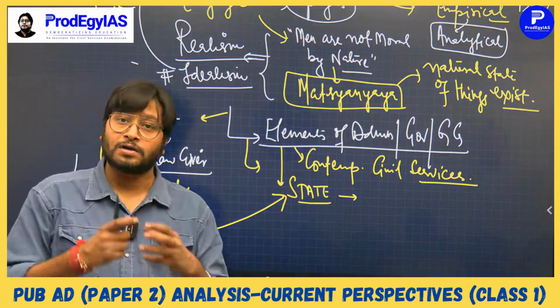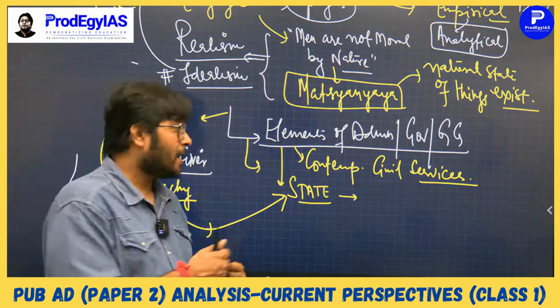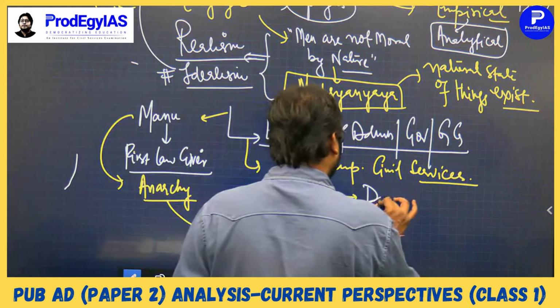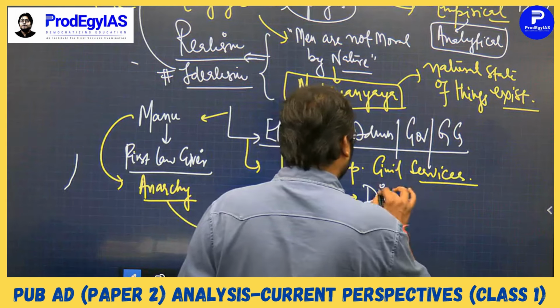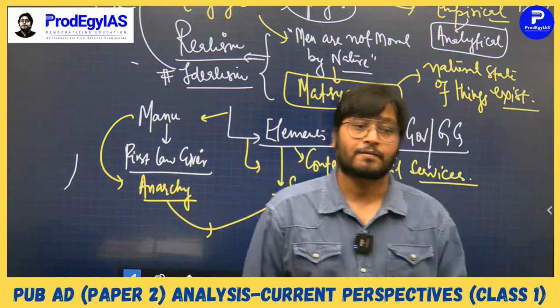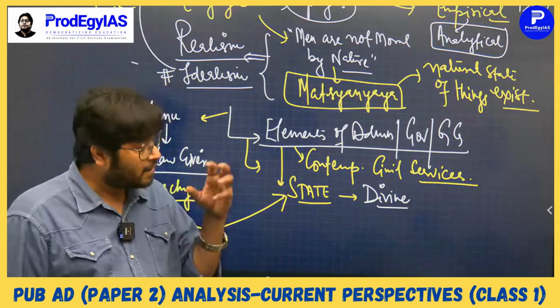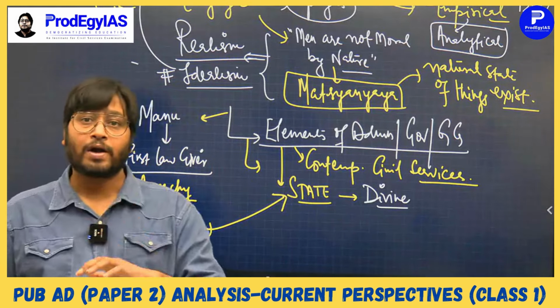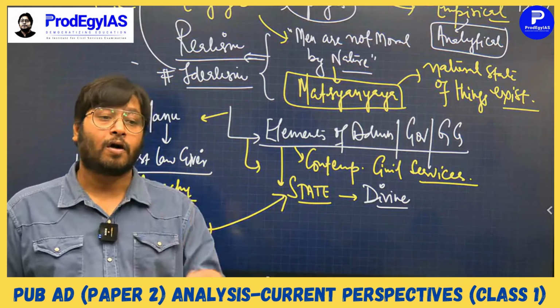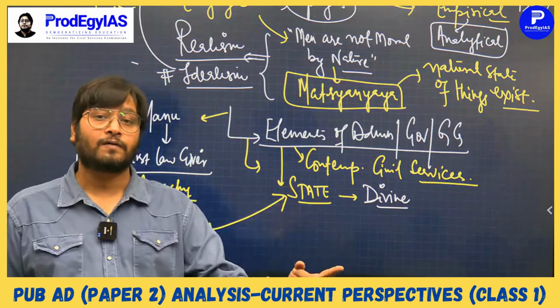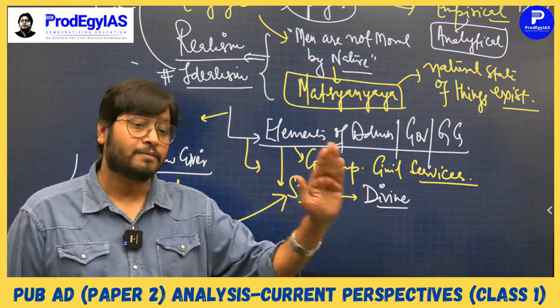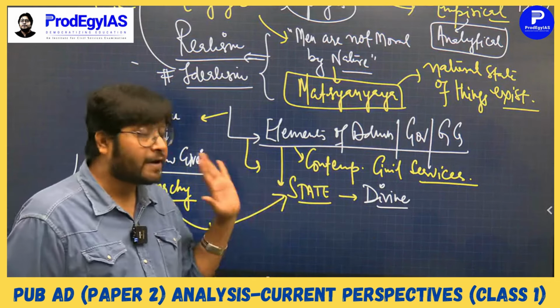Fine. So what is the nature of the state? Right. Now the nature of the state is divine. That means obviously it is not saying that God has created the state, but he said yes, the state is somewhere the replacement of God, so that the anarchy of the society can be overcome. So the nature of the state is divine.